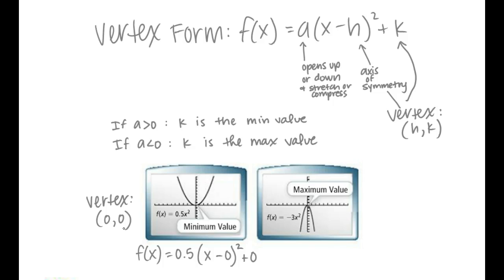And a similar thing applies for the next graph. We have the standard form f of x equals negative 3x squared. If we were to change that to vertex form, that would be f of x equals negative 3 times the quantity x minus 0 squared plus 0. So you can see in the equation and the graph as well that the vertex is the origin for both of these. But that will not always be the case.